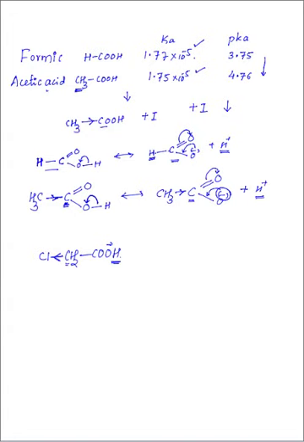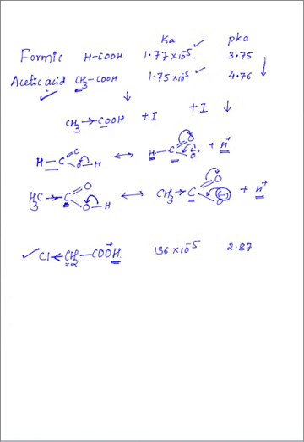Therefore, its Ka value is more, that is 136 into 10 raised to minus 5. And its pKa value is 2.87. So it is more than this acetic acid. Chloroacetic acid is more acidic than this acetic acid.